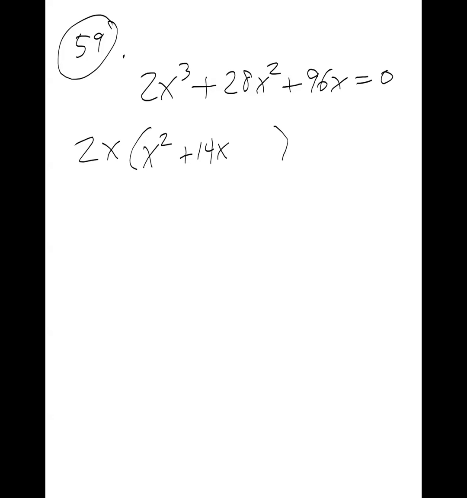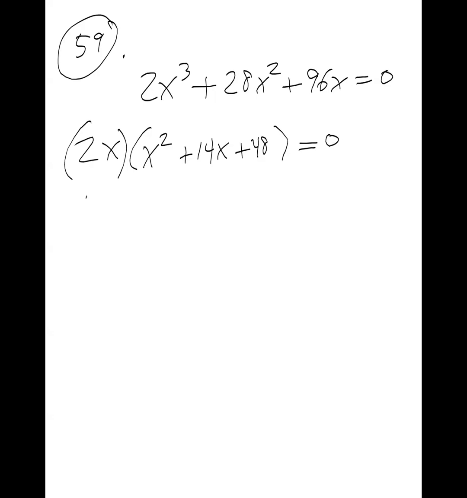And then take 2 out of 96, you'll get 48, and the x comes out, and then you have no x left over. So after taking out the common factor, the problem becomes a lot easier. So it's just 2x in front, and then x squared plus 14x plus 48. And then what do you do next?